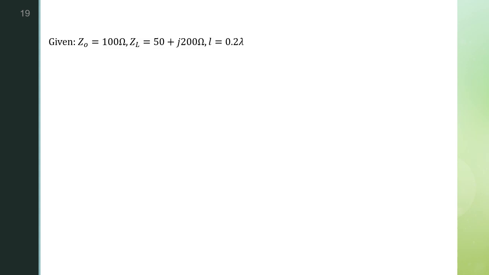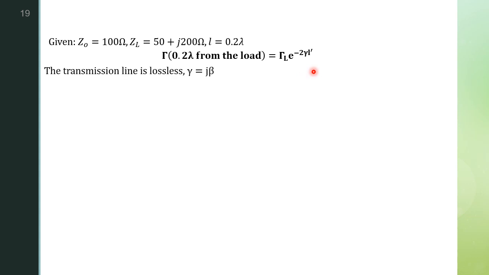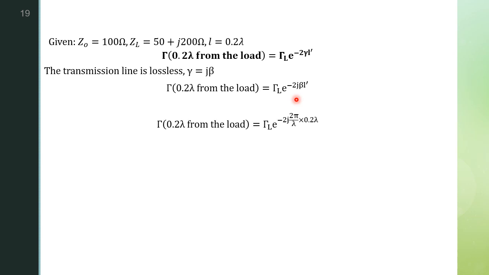Now to calculate the reflection coefficient at 0.2 lambda from the load, the expression is gamma L e raised to minus 2 gamma L dash. For a lossless line, gamma is j beta. So this expression reduces to gamma L e raised to minus 2j beta L dash. Now substituting the values for beta and L dash, which is 0.2 lambda, we get minus 2j 2 pi by lambda into 0.2 lambda. Lambda will get cancelled, so it is gamma L e raised to minus j0.8 pi.